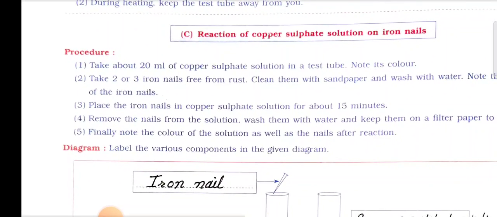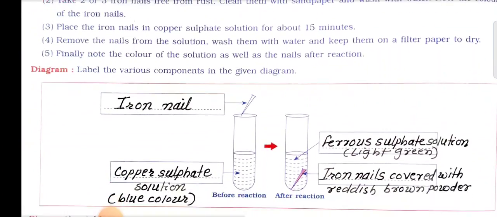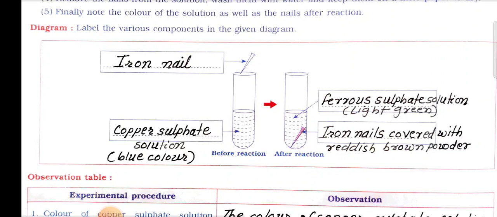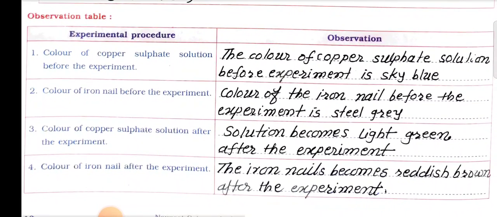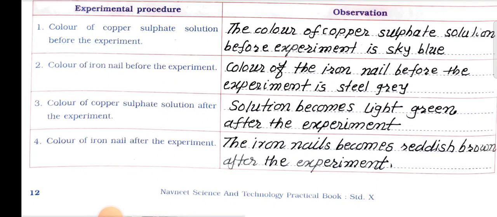Now see, reaction of copper sulfate solution on iron nails. Procedure as follows here, and diagram. Two test tubes here: copper sulfate solution, blue color, and ferrous sulfate solution, light green; iron nails covered with reddish brown powder. Now observation table: color of copper sulfate solution before the experiment sky blue, and color of iron nail before the experiment steel gray. Solution becomes light green after the experiment, and color of iron nail after the experiment reddish brown.